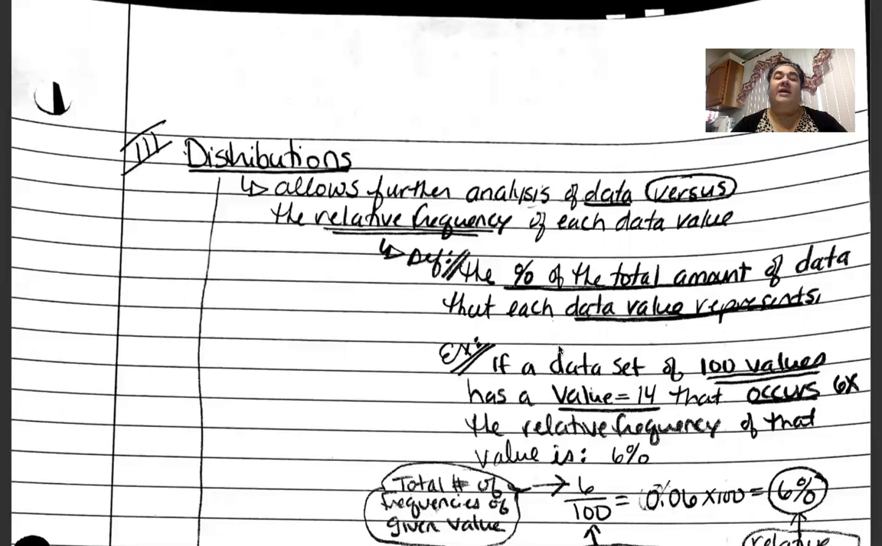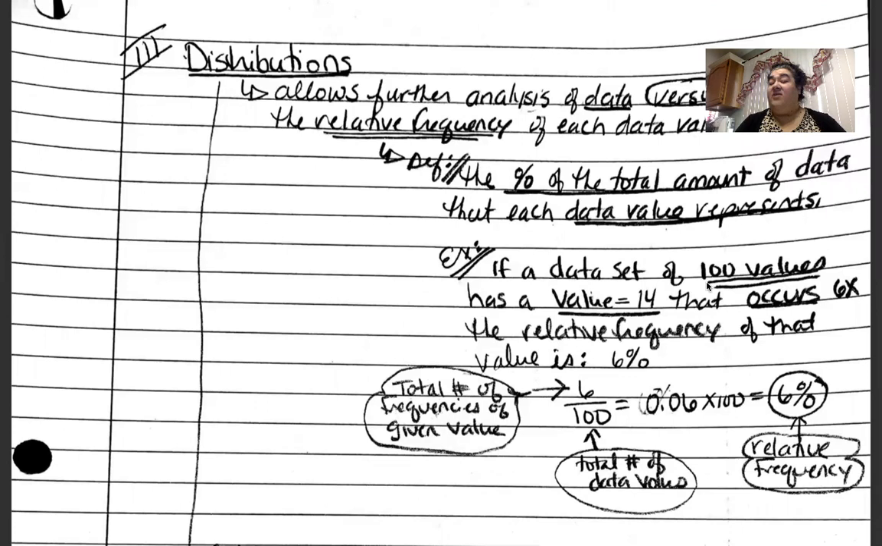A distribution of a data set allows us to further analyze the data versus its relative frequency, okay? What is relative frequency? Relative frequency is defined as the percent of the total amount of data that each data value represents. For example, okay? If we had a data set that has 100 values, and in those values, the value 14 occurs 6 times, then that means that the relative frequency of 14 showing up in that data set is 6%. That is the relative frequency of the 14. That means that 6% of our data is taken up by the value 14, okay?